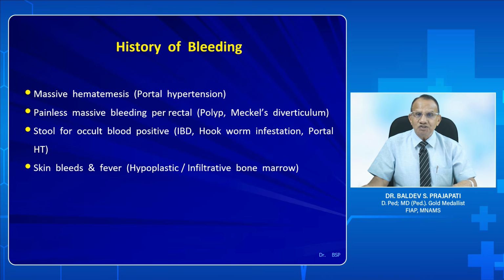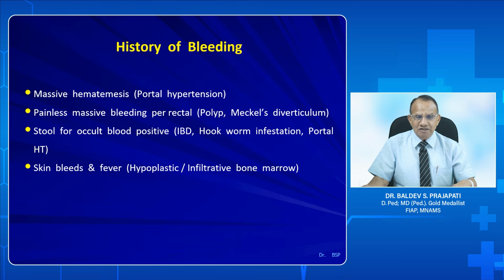Massive hematemesis always leads to portal hypertension, while painless, massive bleeding per rectum may be due to a polyp or Meckel's diverticulum. Please, if required, check the stool for occult blood for 3 consecutive days, and if it is positive, it may be a case of inflammatory bowel disease, hookworm infestation, or portal hypertension.